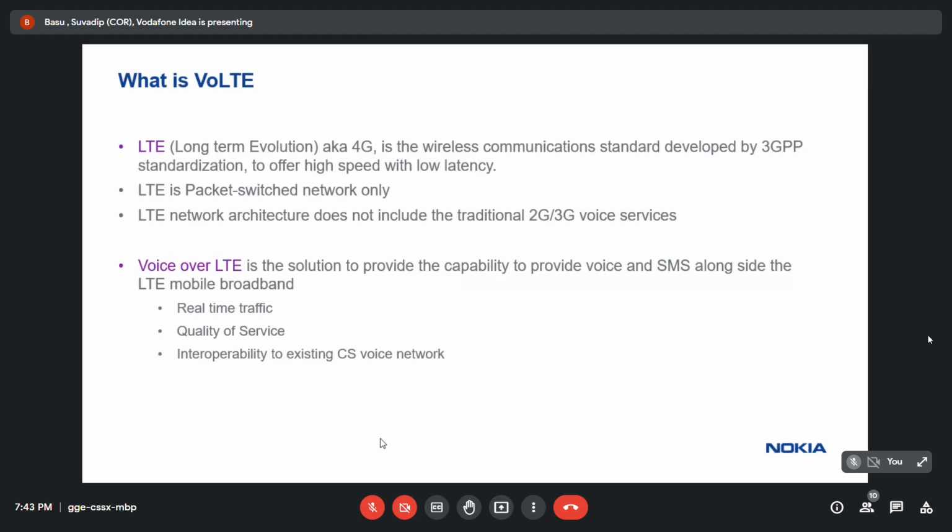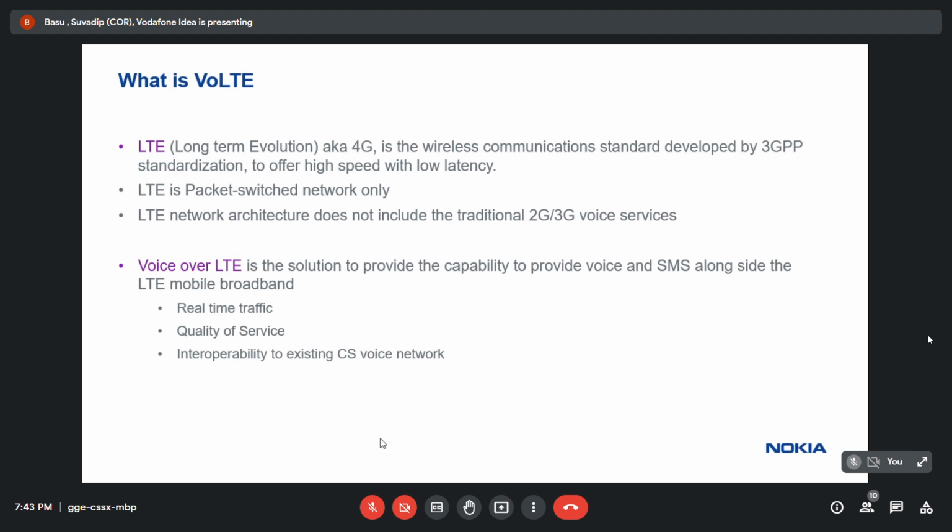Now, voice over LTE. LTE is basically a technology. Okay, it is a long-term evolution technology, which we also call 4G technology. So how 4G technology is used to give voice services is what is determined by VoLTE technology. So VoLTE means how 4G technology is used for voice. Okay. Now, what are the requirements for VoLTE?